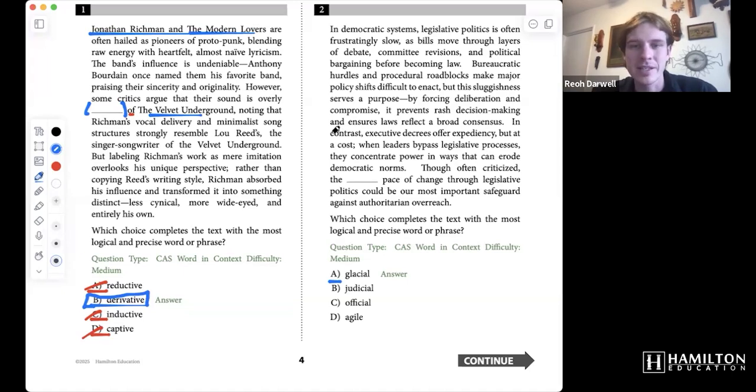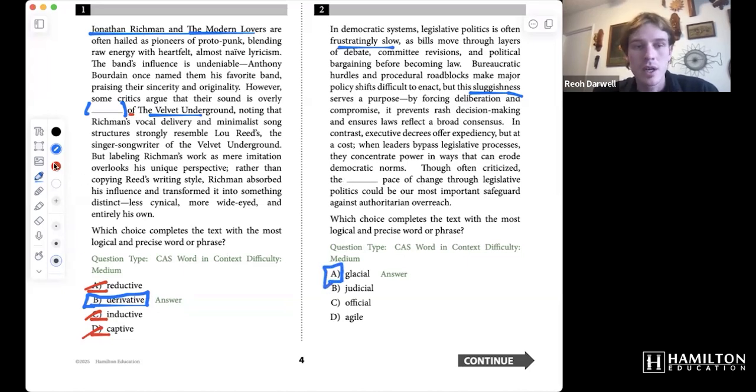Remember, you have to read the passage to understand what's going on here. Okay, what does everything lead up to, right? Is frustratingly slow, right? There's all these things that they have to go through. Sluggishness, okay? So we see all these words that are suggesting a slow pace, and a glacial pace is a slow pace. That's exactly what it means.